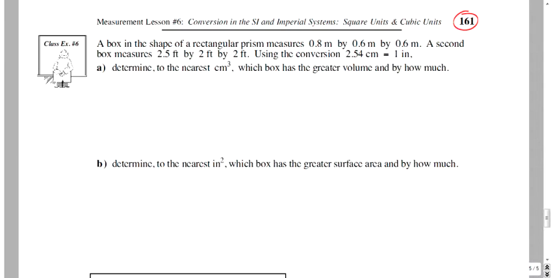Question? Complaining? Typical. Huh? Typical. 15-year-olds. Okay.